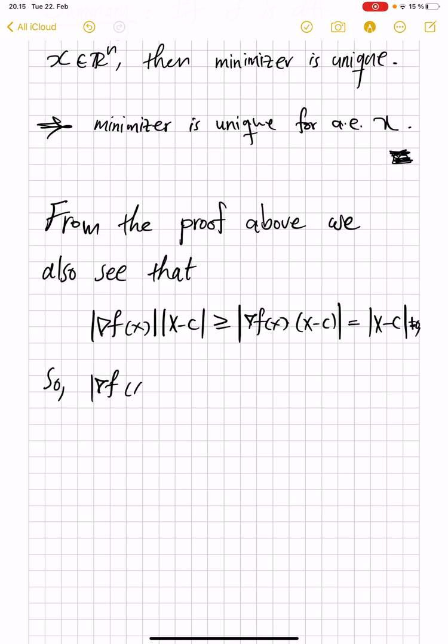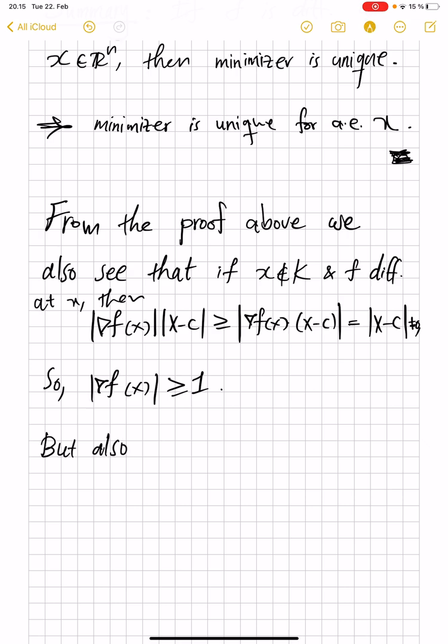So gradient of f at x, okay, x is not in K, in which case you get x minus c non-zero. And f differentiable at x, then you have this, so this is bigger than or equal to 1. But also, because f is 1-Lipschitz, gradient of f of x, which is after all just this directional derivative, and if it's 1-Lipschitz, you get this.